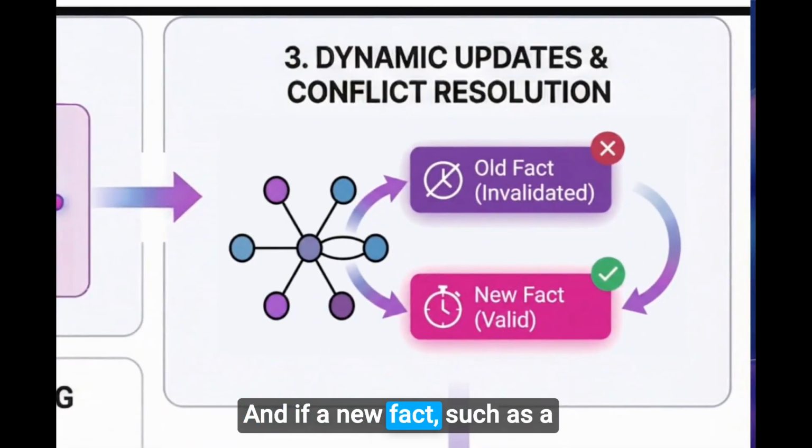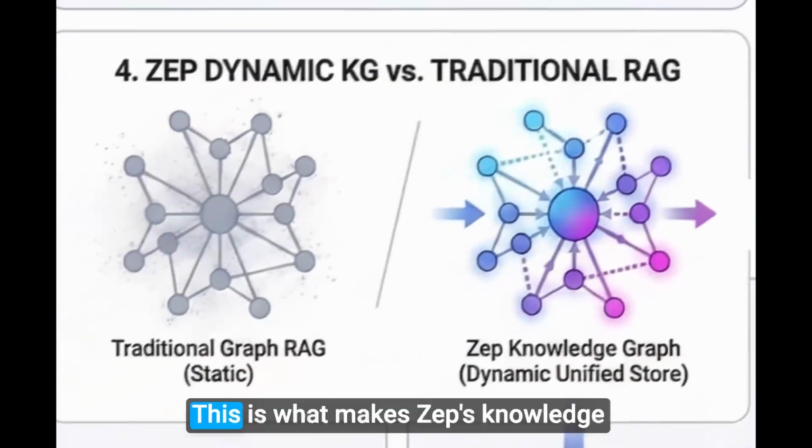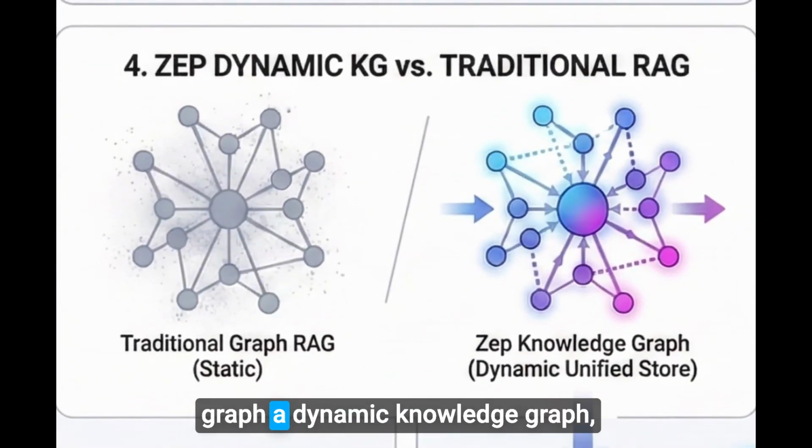And if a new fact, such as a user preference, contradicts or validates a prior fact, the prior fact is marked as invalid using the valid and invalid at timestamps that are on every fact in the knowledge graph. This is what makes ZEP's knowledge graph a dynamic knowledge graph, since it updates in response to new data and constantly maintains the current state of things, in contrast to traditional graph RAG.